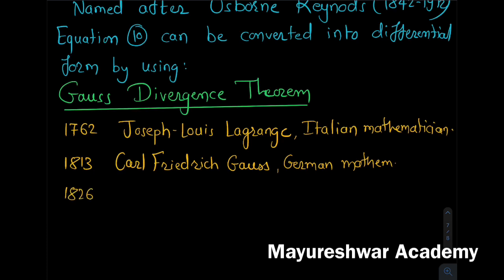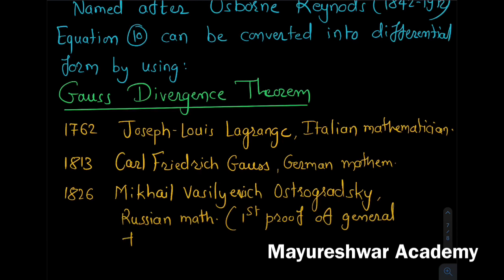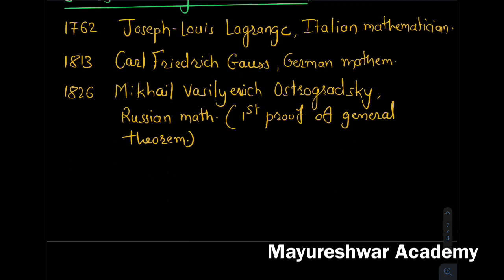The first proof of this was given in 1826 by Mikhail Vasilievich Ostrogradsky, Russian mathematician, who gave the first proof of the general theorem.